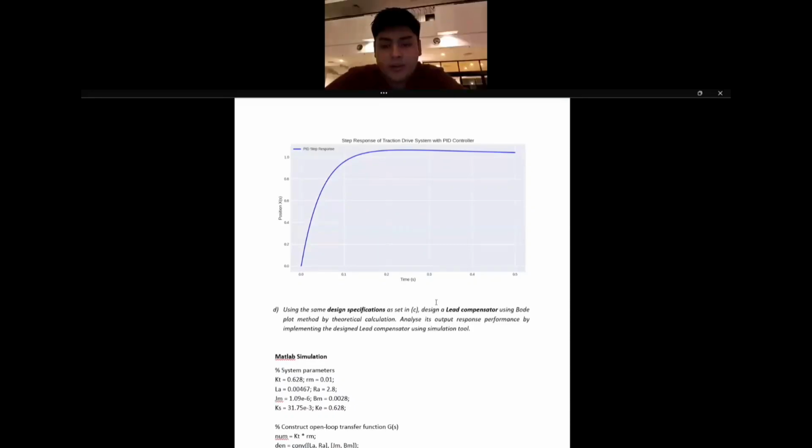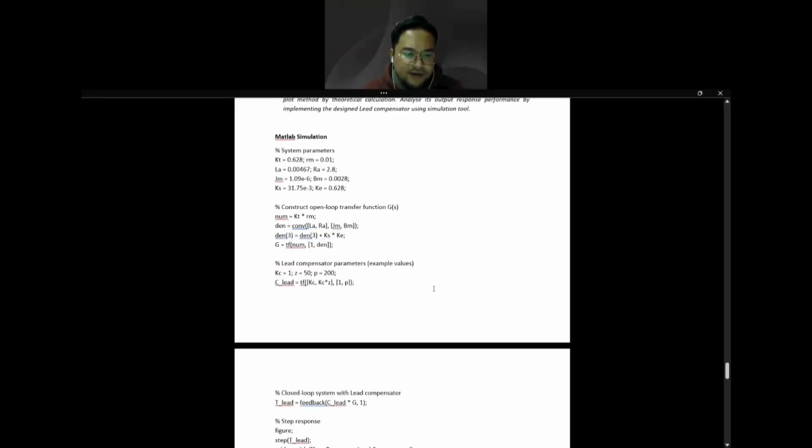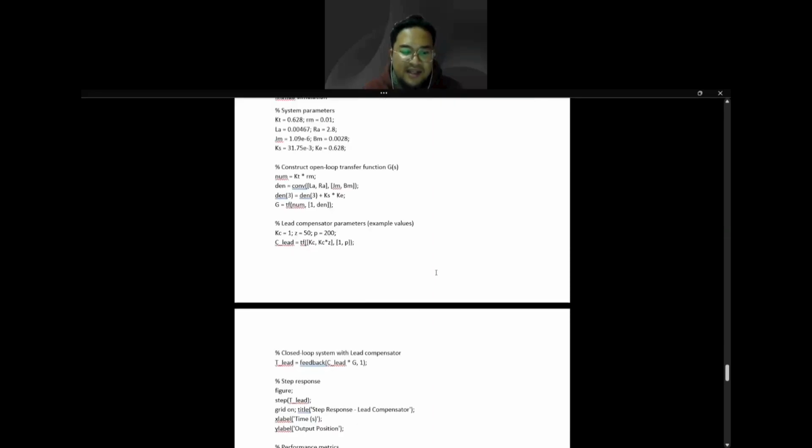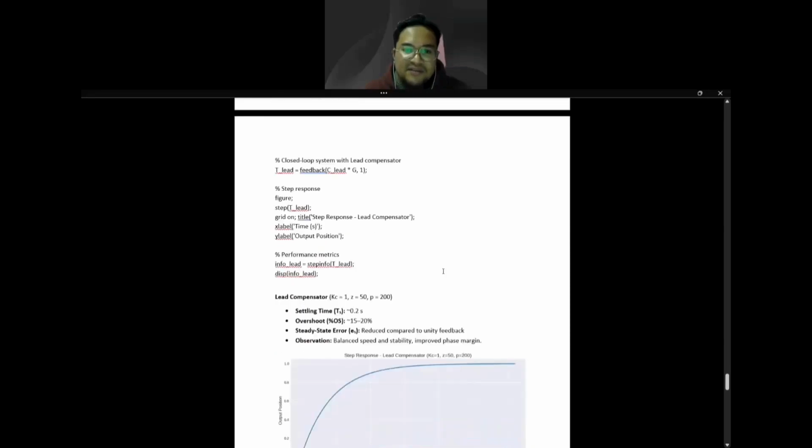In addition to the PID, we also designed a lead compensator using the Bode plot method. This was done using the same design specification we used for the PID. Through theoretical calculation, we determined the necessary phase lead to improve the system phase margin. When we compare the three setups, unity feedback, PID, and lead compensator, unity feedback was the simplest but had the poorest performance. PID provided the best error elimination and response speed. The lead compensator offered improved stability and high frequency performance.